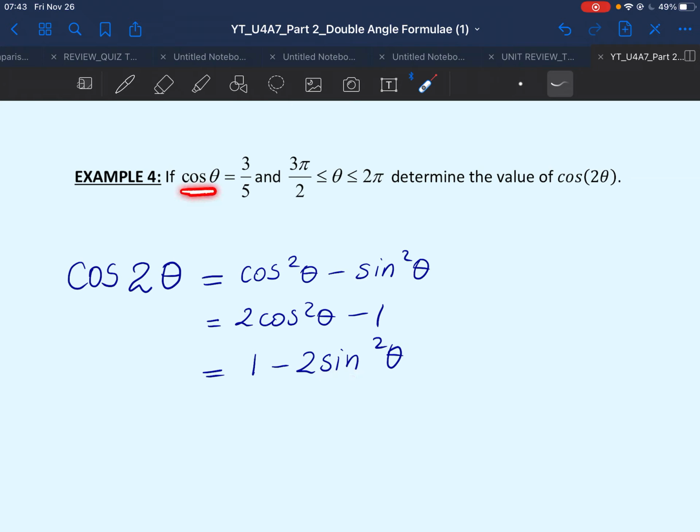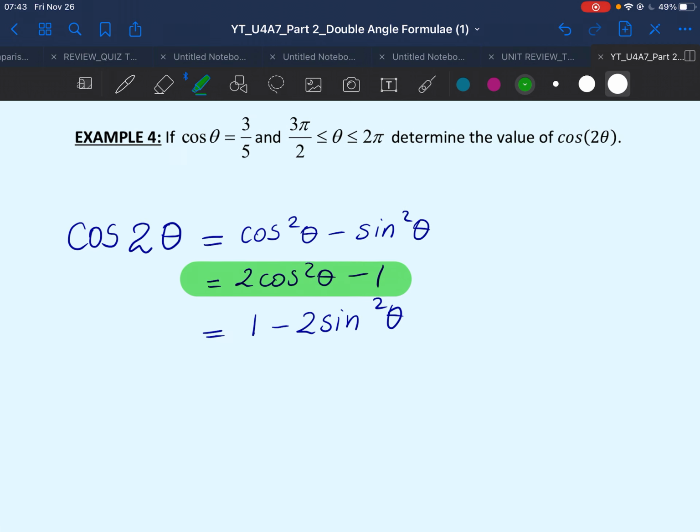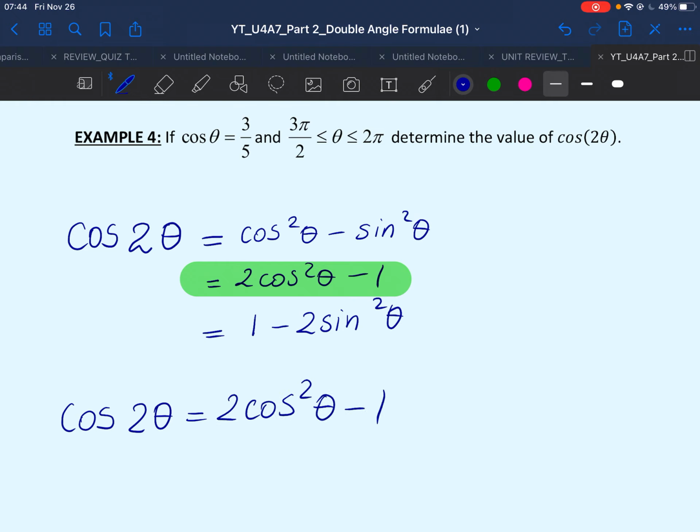I don't have it. I can find it from cosine. But that, again, is extra work. So it seems that the best option for me would be using this formula. So I'll write that formula one more time. So cos 2 theta equals 2 cos squared theta minus 1.